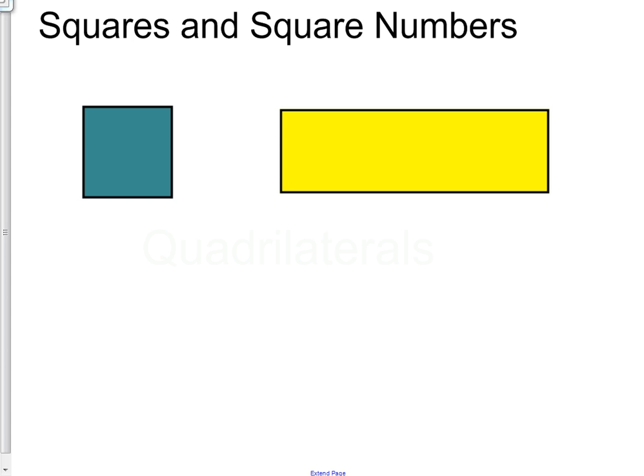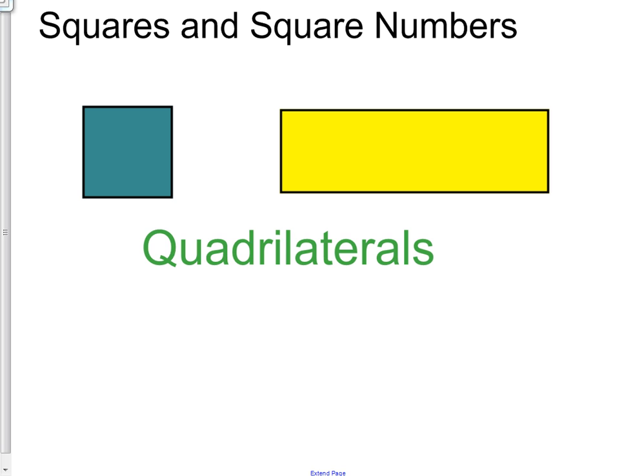That's squares and rectangles. For the purposes of this unit, we need to make sure that we understand that there are some pretty fundamental similarities and differences between rectangles and squares. The first off is that all rectangles and squares are called quadrilaterals. The root of that is quad, and the basis of that quad is that each one of these has 4 sides.